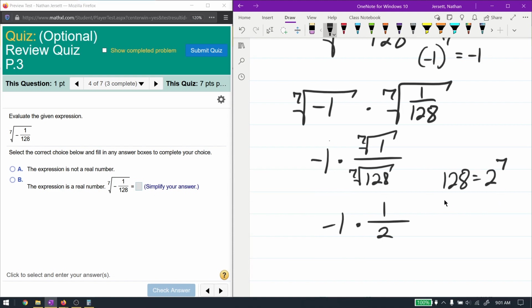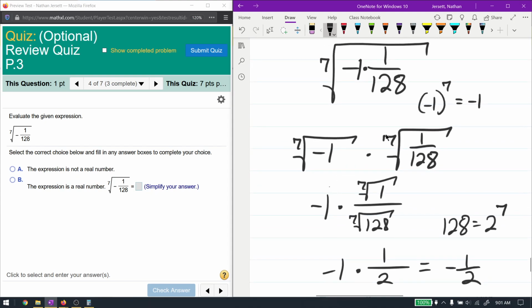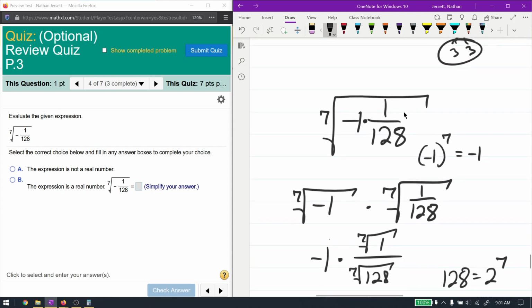Of course, negative 1 times that is negative 1/2. So negative 1/2 times negative 1/2 times negative 1/2 times negative 1/2, and so on, 7 times. That becomes negative 1/128.